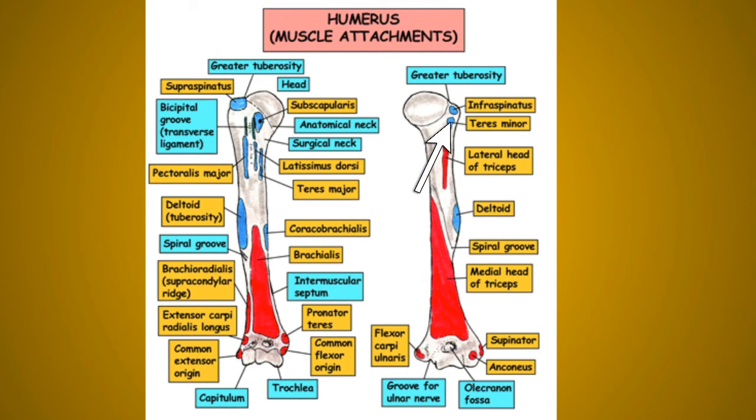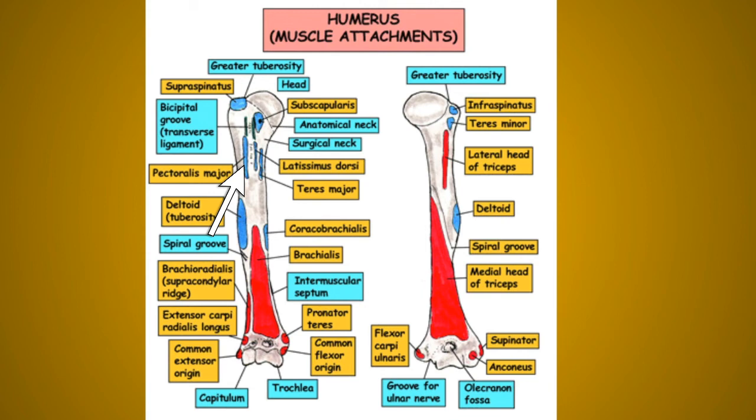So remember, I told you before that the greater tubercle has three impressions at the posterior surface. There is the upper, middle, and the lower. So the upper impression on the greater tubercle has supraspinatus, in the middle infraspinatus, and in the lower impression there is the teres minor muscle insertion.